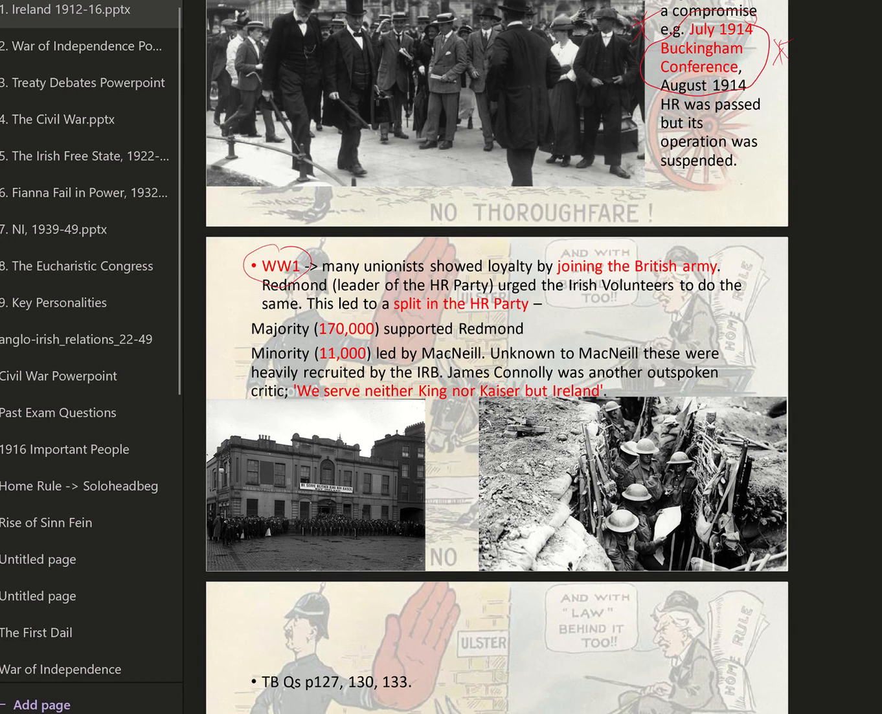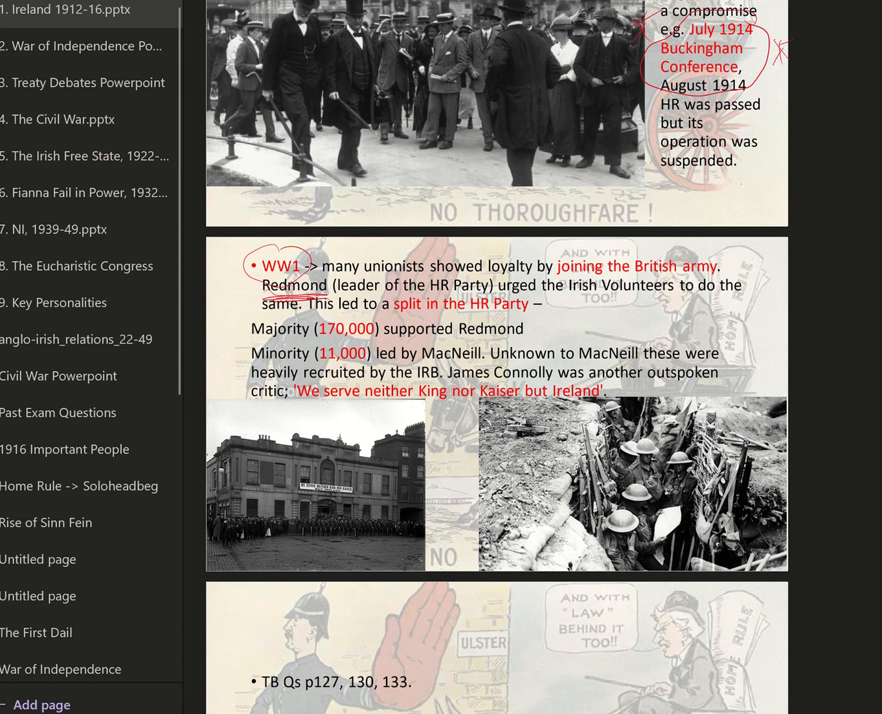Now, many Unionists showed their loyalty by straight away joining the British Army. So Unionists, who remember, were mainly in the north part of the country, all joined up with the British Army. Now, the Home Rule Party here was in a pickle. So the Home Rule Party is led by John Redmond, a man who's done great work for the party so far, and he had a decision on his mind here.